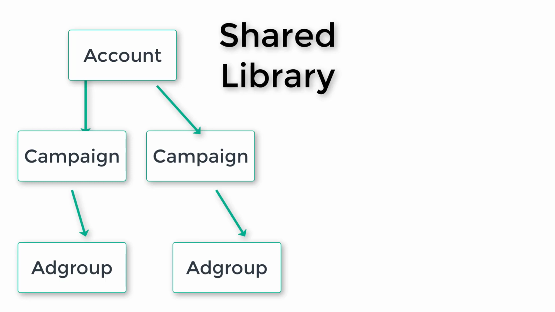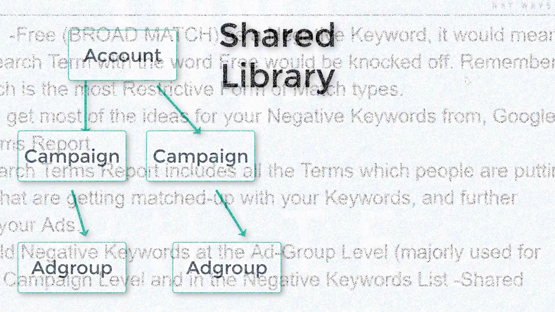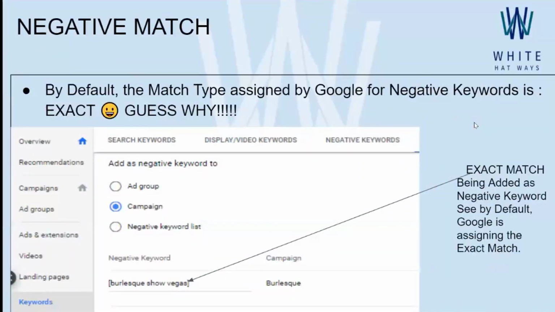So in case you have very general kinds of negative keywords, then it makes sense that you just put them at the shared library, and then take them or inherit them, or just perpetuate them from the shared library to your campaign if ever required. So let's move on to the next slide. So this is how you put the negative keywords.